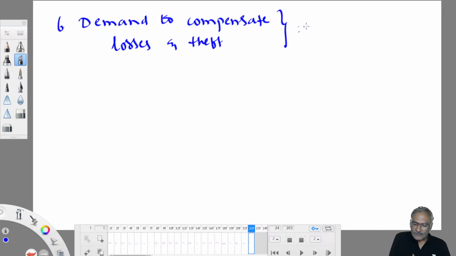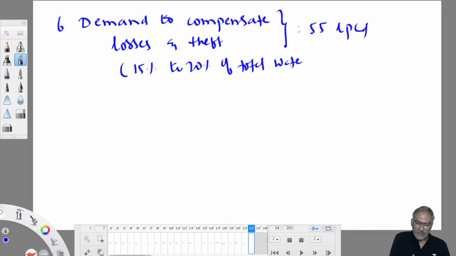A minimum of 55 LPCD needs to be provided. It comes around 15% to 20% of total demand. In a country like India, 15 to 20% of total demand is only towards meeting this. See, now it is more than industrial water demand. So water loss due to leakages, bad plumbing, faulty joints, and theft, unauthorized water connections, water used by unauthorized people, drawing water from water supply pipes without the knowledge of authorities. All of them are taken into account. So all of them put together.